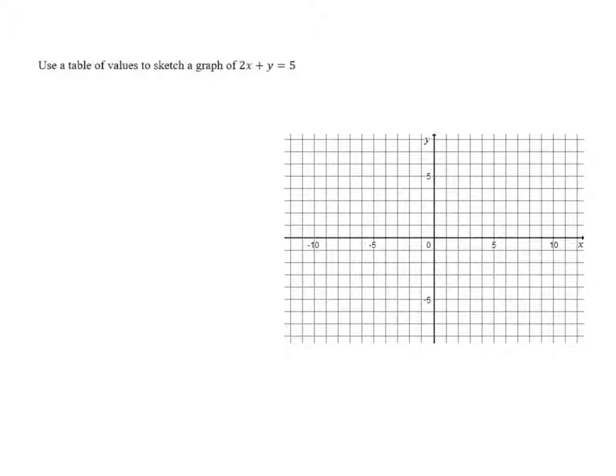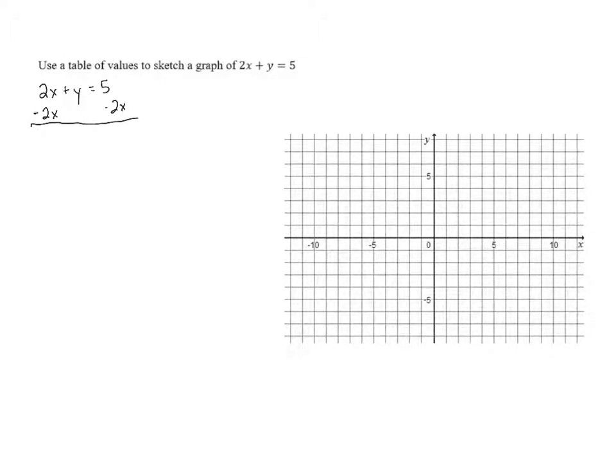We could make a table of values just like it is, but it would be a lot more work to leave it like that. Instead, our goal is going to be getting y alone on one side of the equation and then making the table of values. So we're going to start with our equation, 2x plus y equals 5. And to get y alone, we have to get rid of the 2x term, and we're going to do that by subtracting 2x on both sides of the equation.